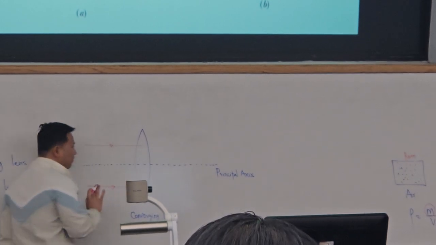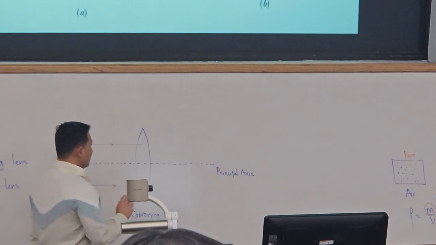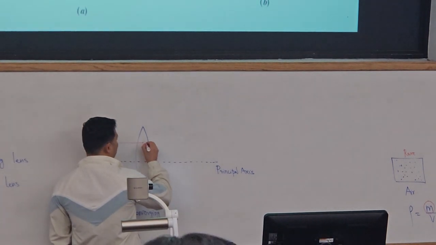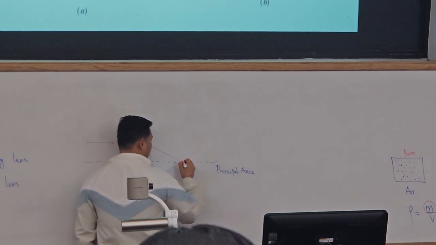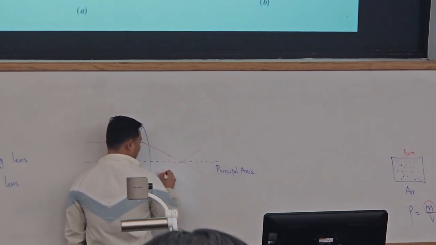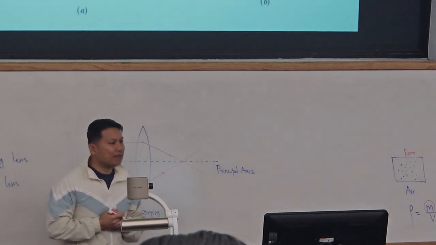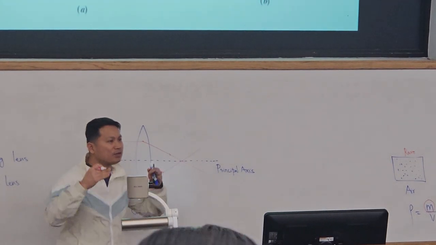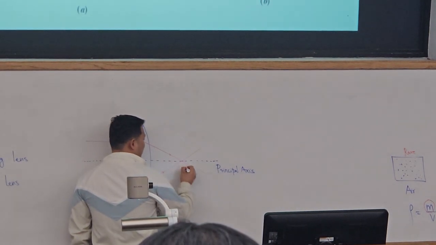this is made out of plastic or glass, they basically form together and meet at a point. They are converging after passing through the lens. They come together. Converge means they come together. And this point is called focus, F.